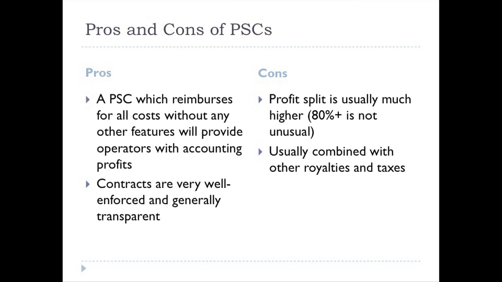It's more difficult, especially for corporate income tax, very easily. There are a lot of loopholes you can get through. Production sharing contracts, very, very difficult. And a production sharing contract which reimburses for all costs without any other features means the operator is pretty much guaranteed to make a profit. Not a good profit, but guaranteed a profit.